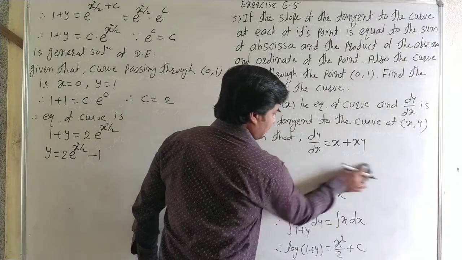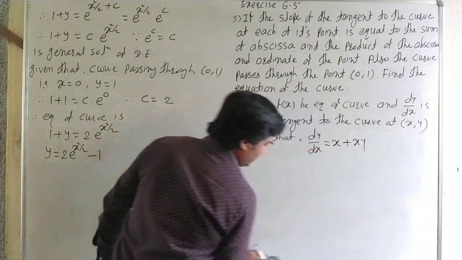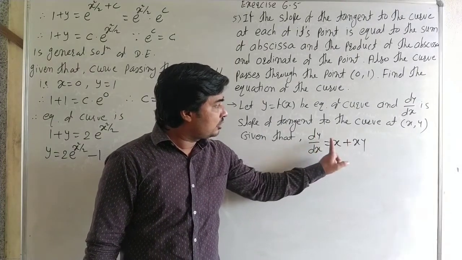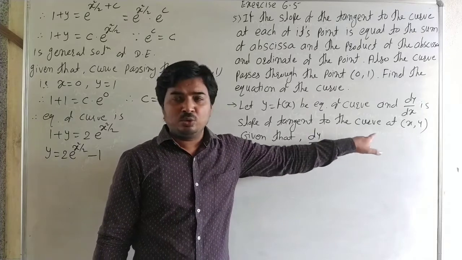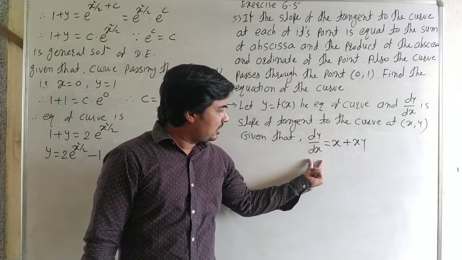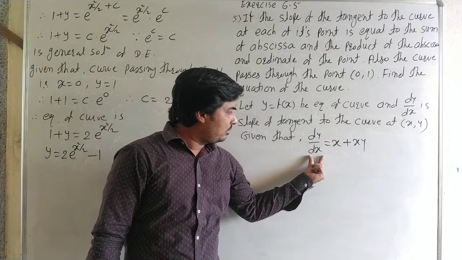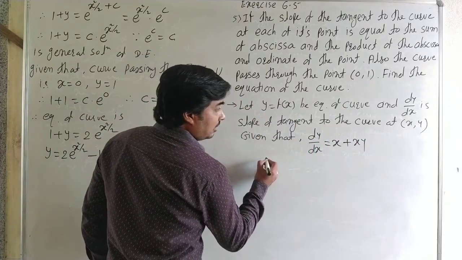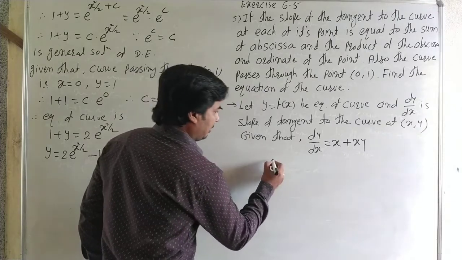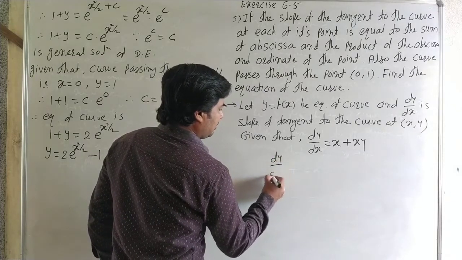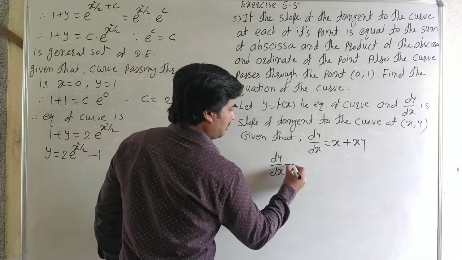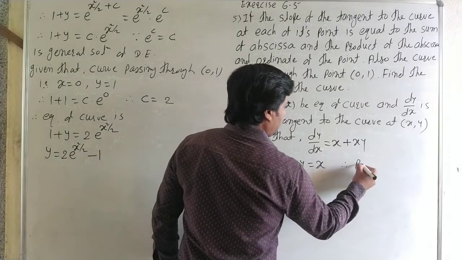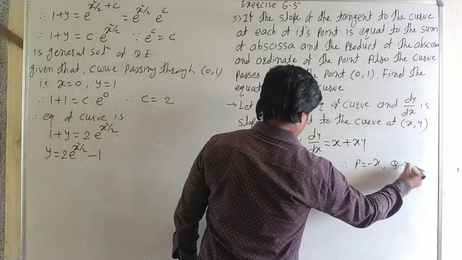Now this differential equation we can also solve by using the linear differential equation. Here dy by dx is equal to x plus x into y. It is a linear differential equation in y because the degree of dy by dx is 1 and the degree of y is also 1. Then we can write the linear differential equation as dy by dx minus xy is equal to x. Therefore here p is equal to minus x and q is equal to x.